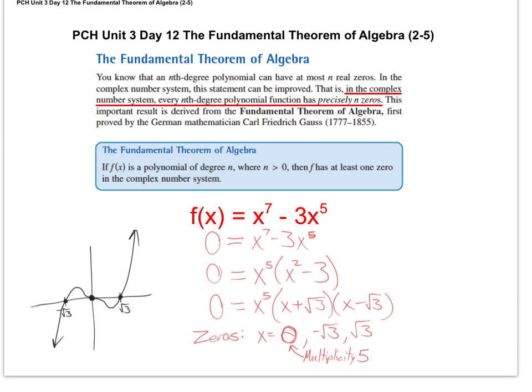I was supposed to have 7. If I forget the multiplicity, I've only got 3. So we've got to make sure all of our zeros are accounted for. Okay?